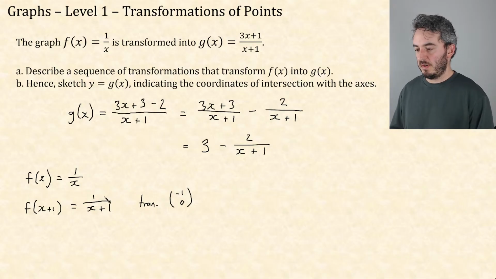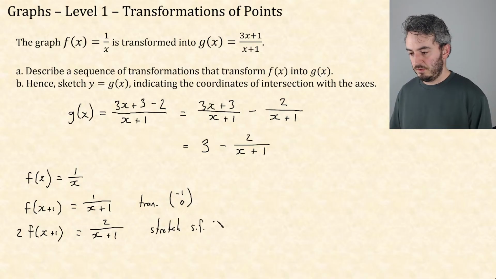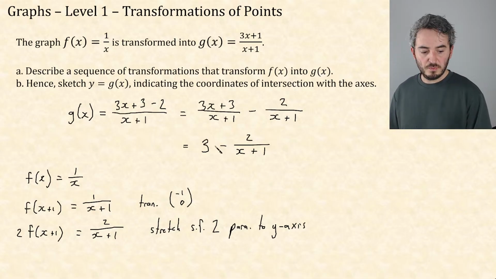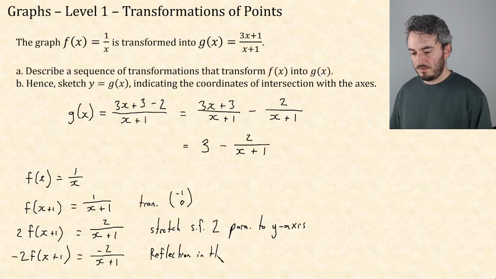Next, I multiply by 2. So that's a 2 f of x plus 1 transformation. And multiplying a function by 2 is a stretch of scale factor 2 parallel to the y-axis. Next, I multiply by minus 1. So that's a minus on the outside transformation, gives me minus 2 over x plus 1, and that's a reflection in the x-axis.